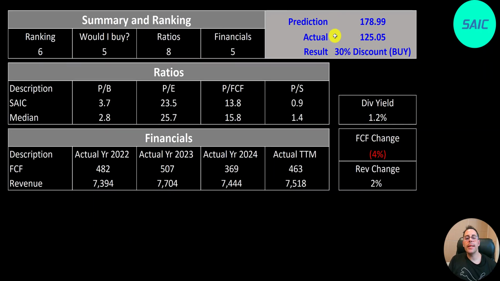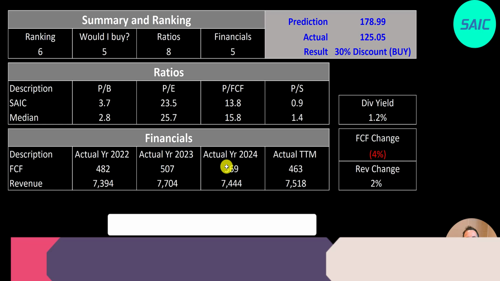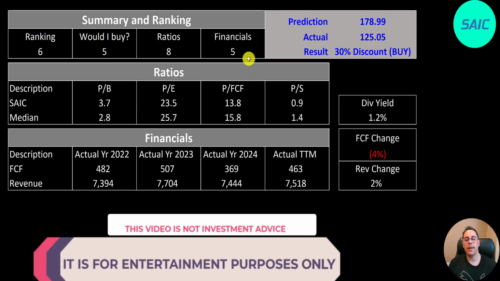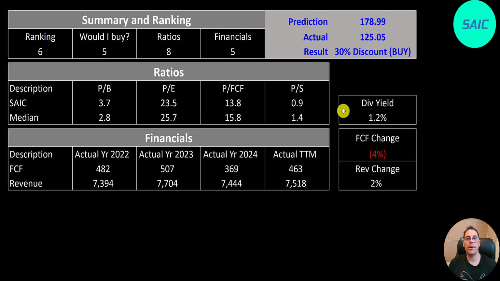So to summarize, I have them trading at a 30% discount. I give them a ranking of 6 out of 10. Would I buy them? Not too keen on this company, 5 out of 10. Really good ratios, 8 out of 10. Financials are 5 out of 10. Even though their revenue is flat, they're still generating positive free cash flow. If their free cash flow wasn't this high, I would give their financials 3 or 4 out of 10. And they're paying a dividend 1.2%, so you get that guaranteed return.